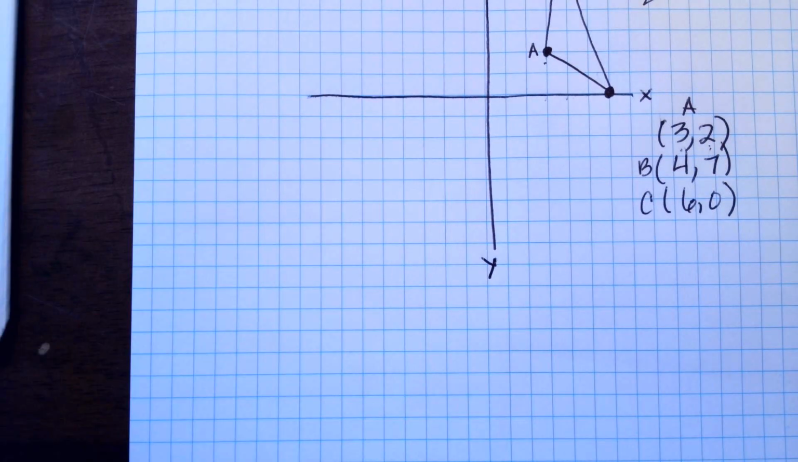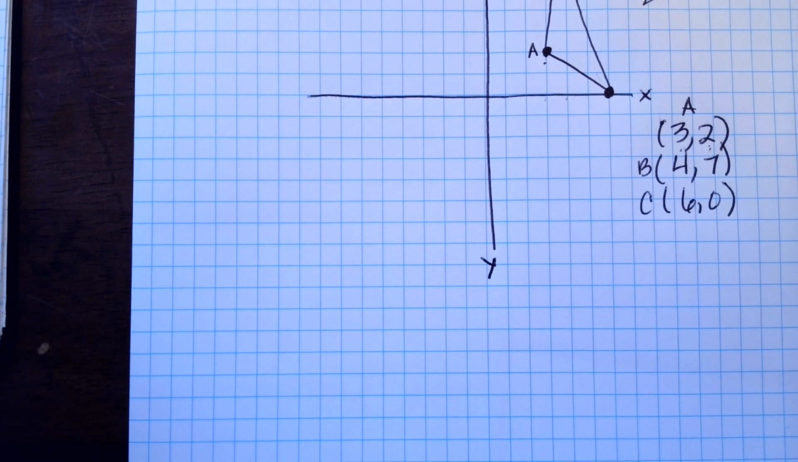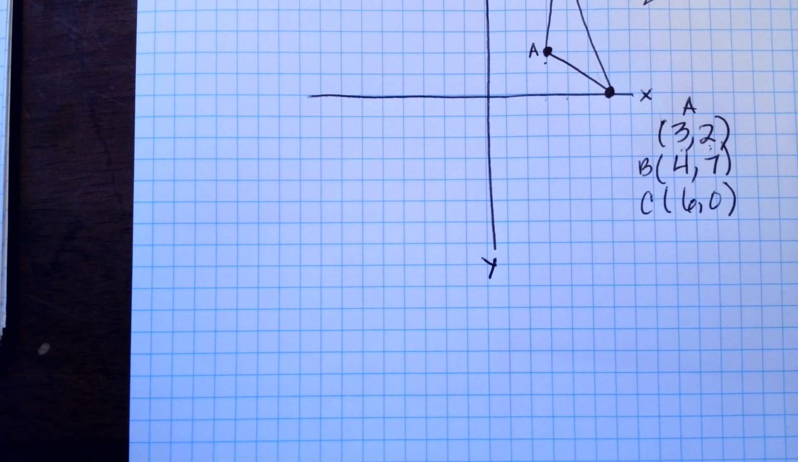All right, and then I'll just do a word problem. So the bases of a trapezoid tabletop are 6 feet and 8 feet.